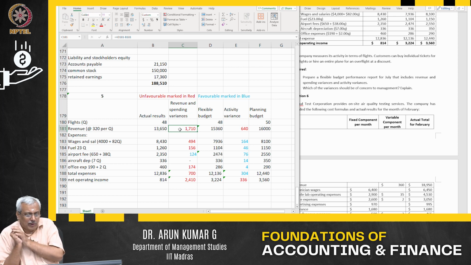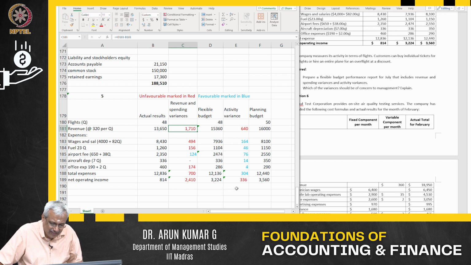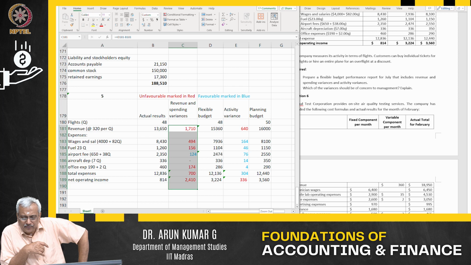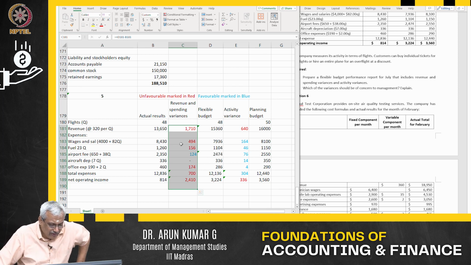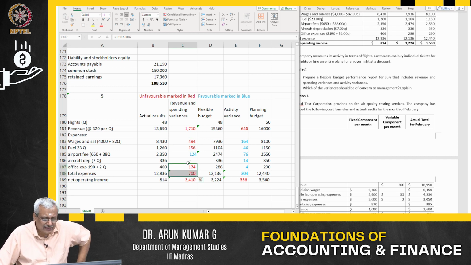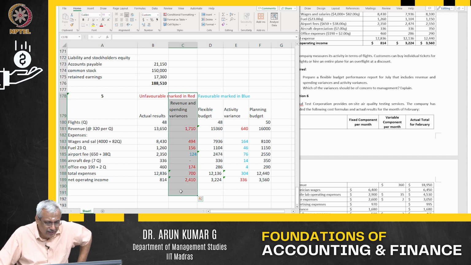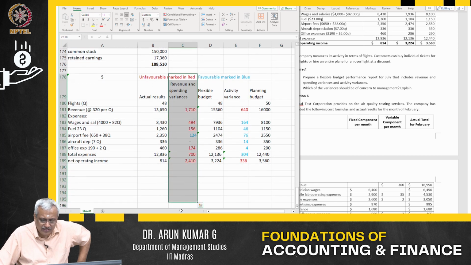So what is of more importance? More importance is this, not this. More important for the company are these variances. 494 of the unfavorable variance of the salary, yes. Fuel, yes. Office expenditure, total expenditure is of office expenditure. These are the variances which are of more concern than this. This is also of concern, I don't deny that, but this is of more concern.